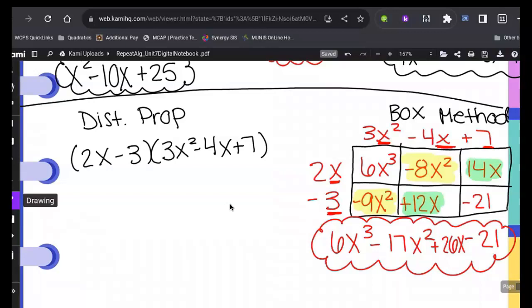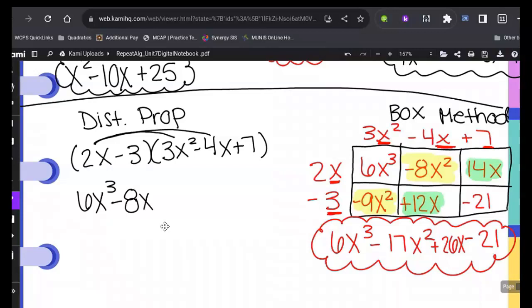And we're going to do the same problem using the distributive property. So we're going to start with this 2x. 2x times 3x is 6x to the third power. 2x times negative 4x is negative 8x to the second power. So far we're good. 2x times 7 is positive 14x. So notice that everything in the first row, we get the same answer when we distribute the 2 to everything in the second set of parentheses.